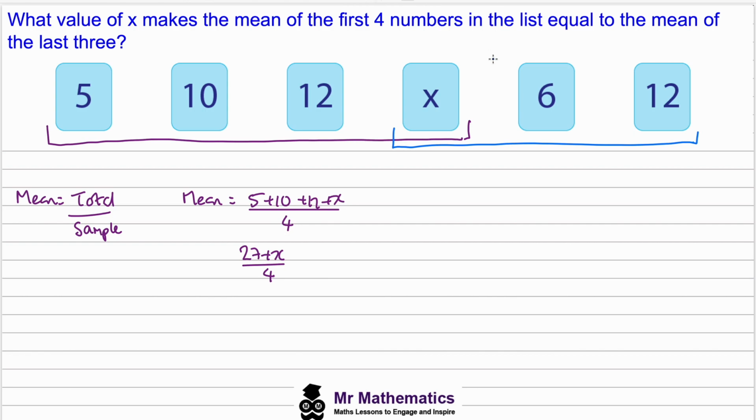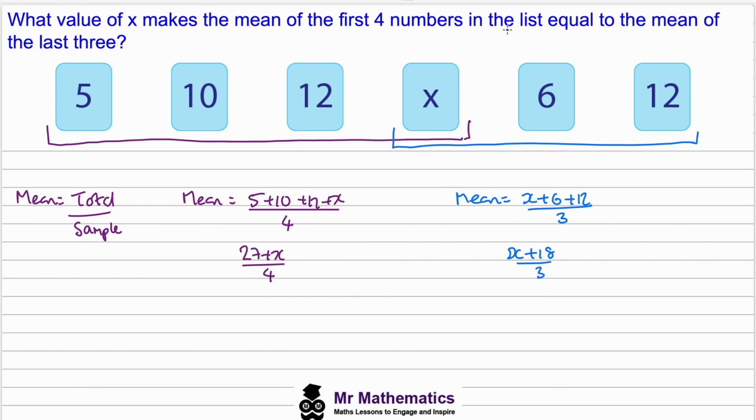If we now look at the last three numbers, well, again, the mean will be the total, this time x plus 6 plus 12, divided by the new sample size of 3. And again, we can simplify our numerator, so x plus 18 over 3.